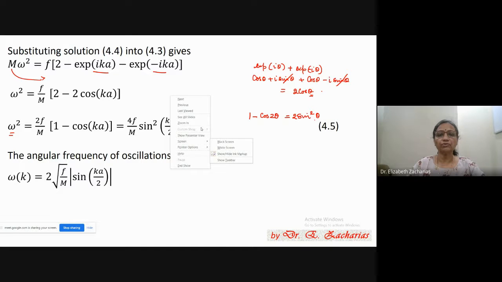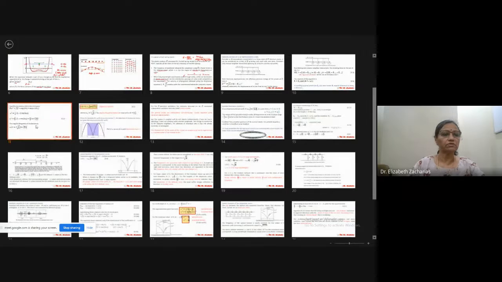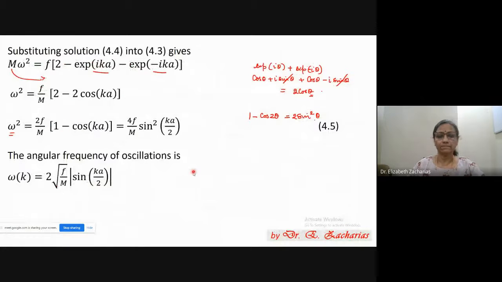Pointer. I want to get rid of pointer now. Okay, I want to get rid of pointer or got rid.